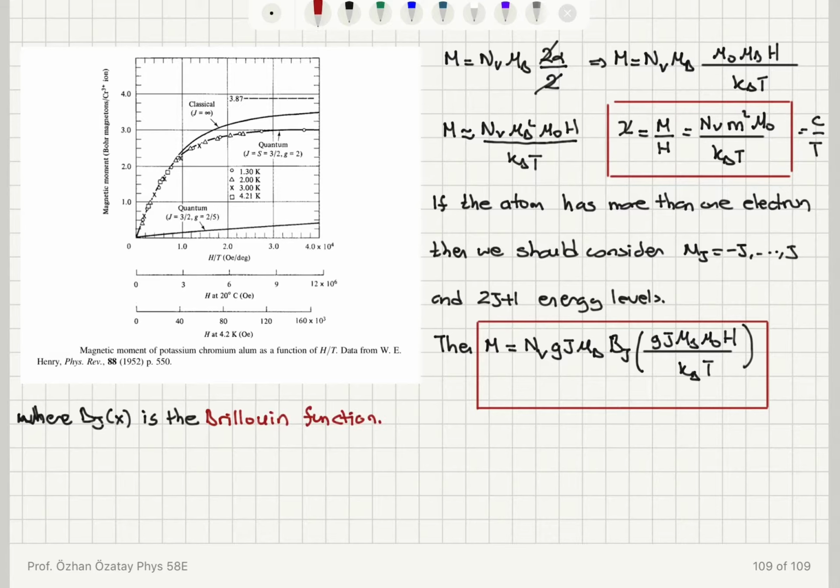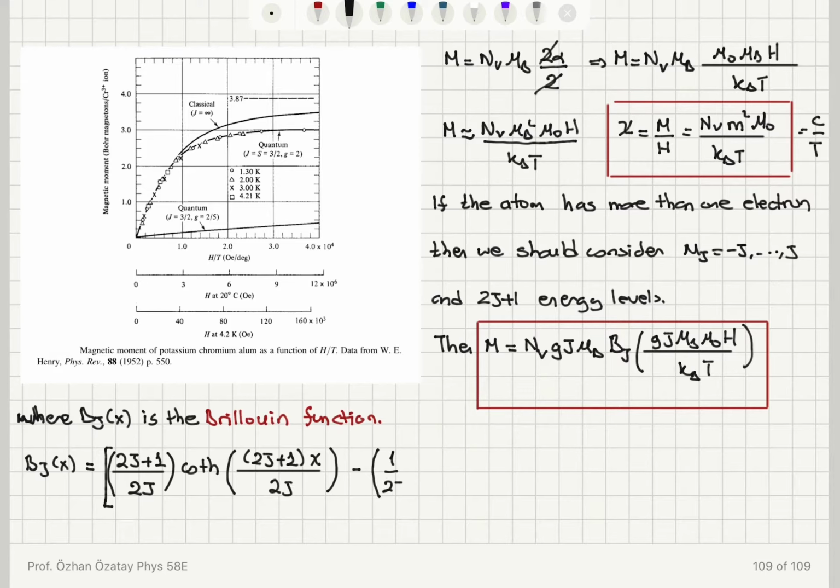So instead of the Langevin function, we have a Brillouin function, and the Brillouin function is given by B_J(x) is equal to (2J+1)/(2J) times the hyperbolic cotangent of (2J+1)x/(2J), minus 1/(2J) times the hyperbolic cotangent of x/(2J). So this is our Brillouin function.